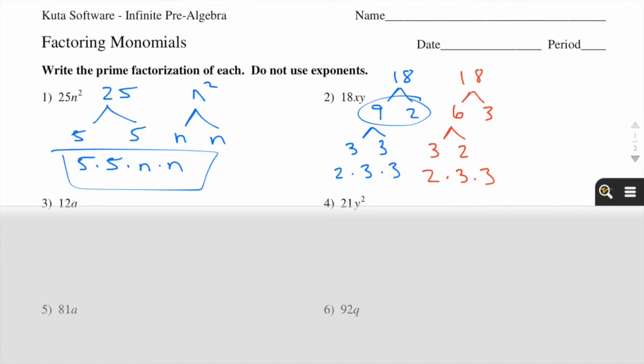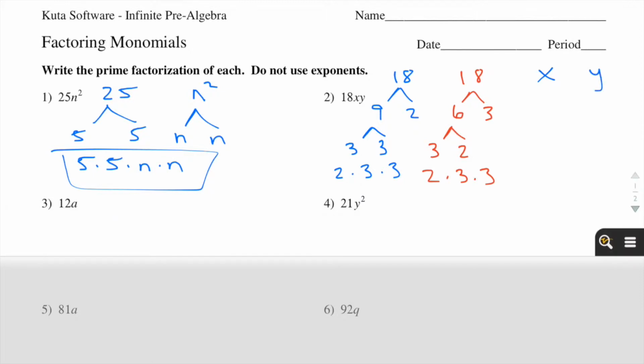So now let's look at the variables x and y. X is not going to break down any further, it's just going to remain x. Y is not going to break down any further, it's just going to remain y. So our final answer for this one is 2 times 3 times 3 times x times y.